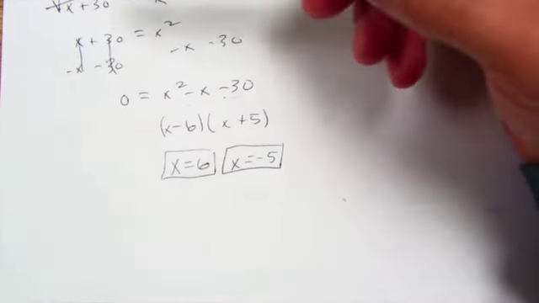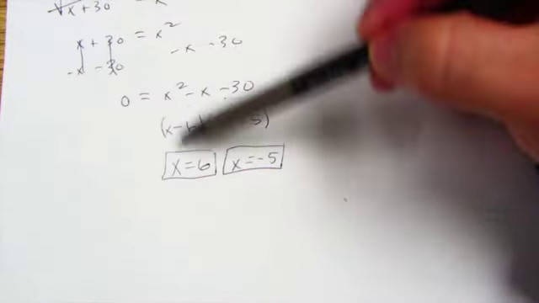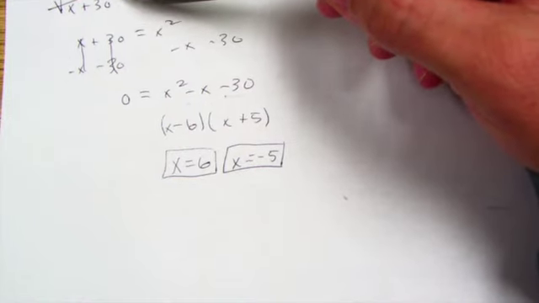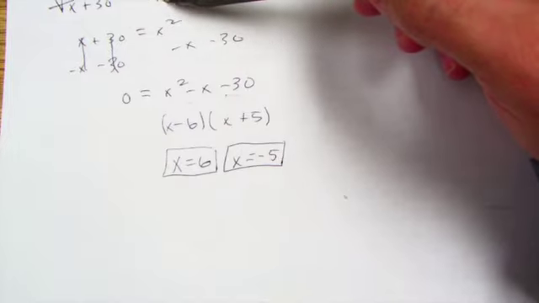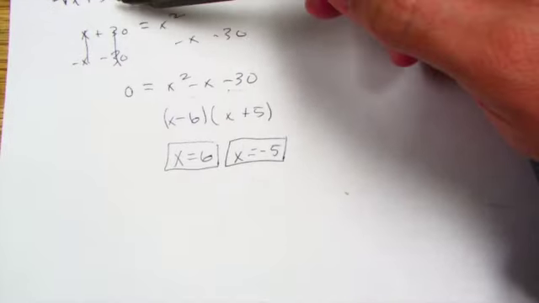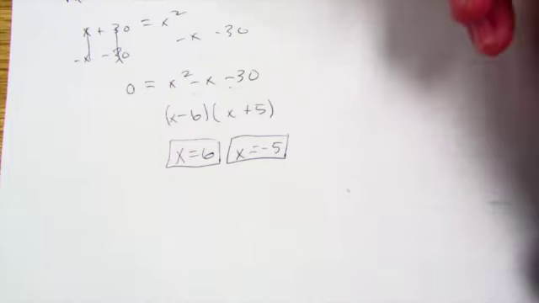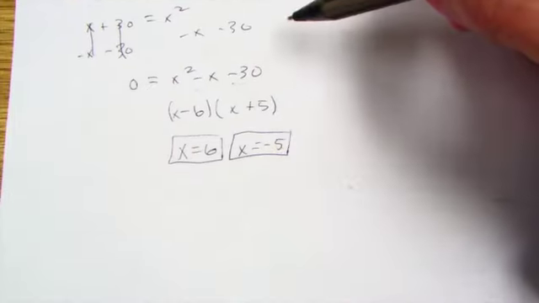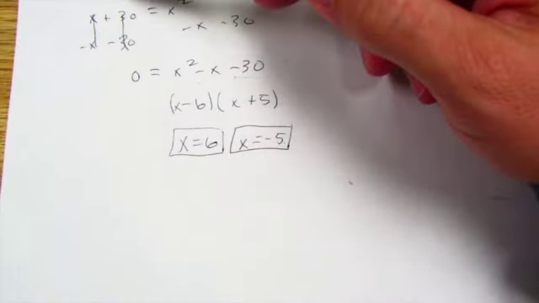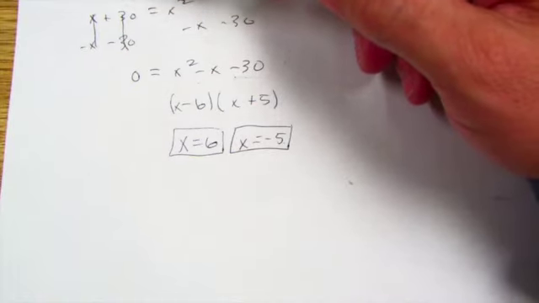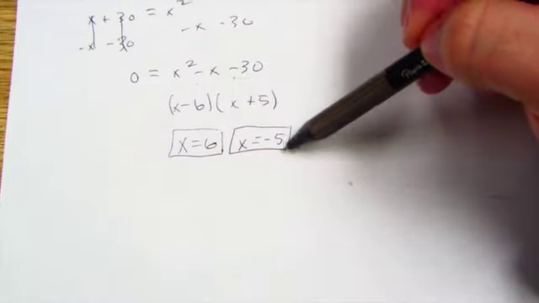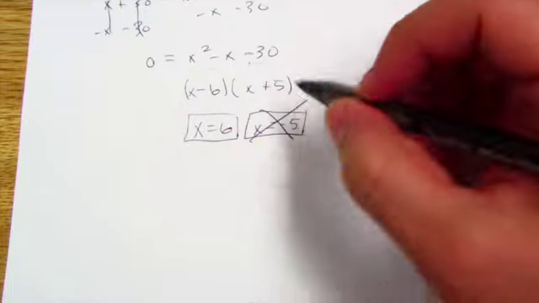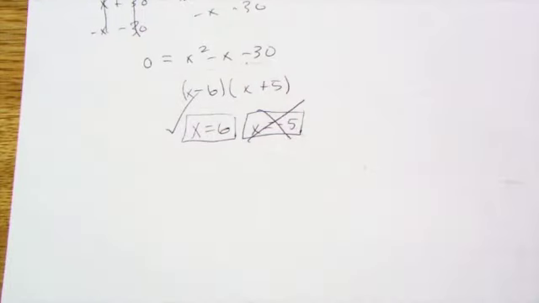This seems simple enough that I could probably just plug this in. 6 plus 30 is 36. The square root of 36 is 6, and then I have x on this side as well. So it's 6 equals 6. So 6 does work. Let's try negative 5. Negative 5 plus 30 is 25. If I take the square root of 25, I get 5, but I don't get negative 5. So this does not work. Therefore, this is my answer.